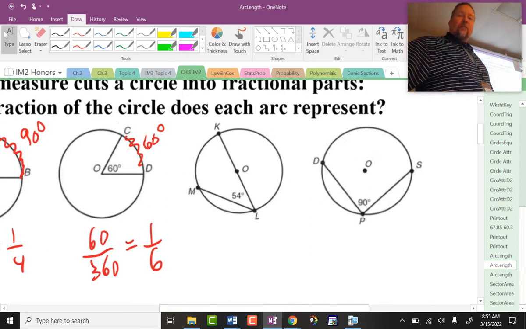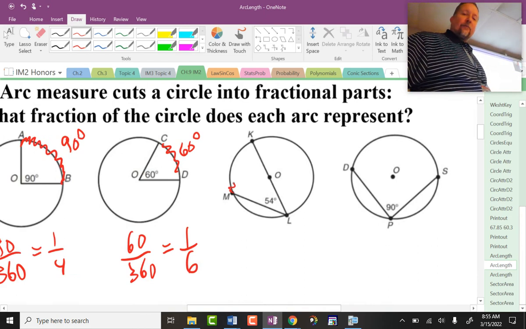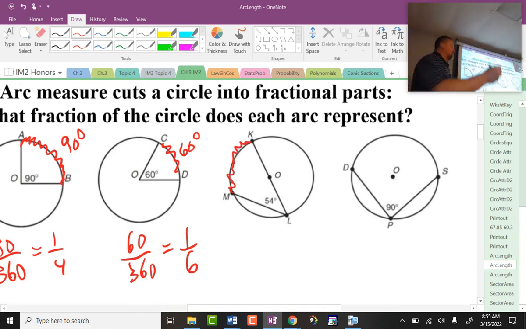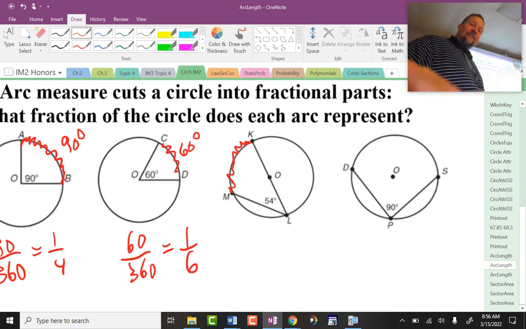Just to have fun with those little things that we should already know from our previous chapter or section, whatever section that is, whatever chapter we're in. What is that angle measure right there? Arc measure. 3, 2, 1. Tell me. 108.